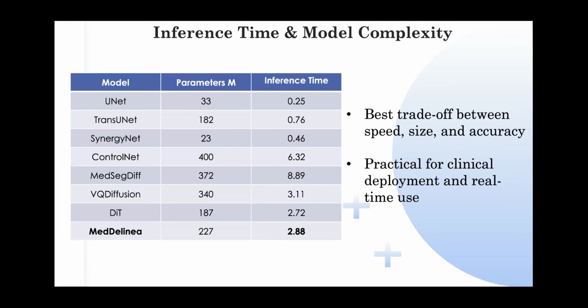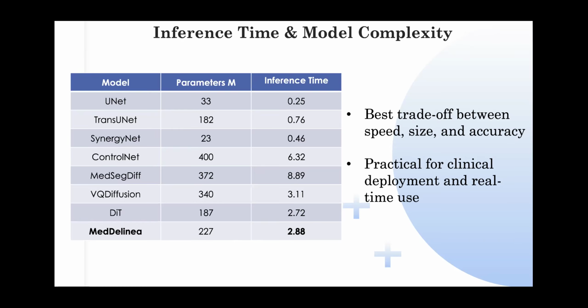For this quantitative result, another main thing for this model is that it has comparable inference latency to the DiT, with just a little bit of increase in the parameters. And we can do 512 by 512 inference in just 2.88 seconds.